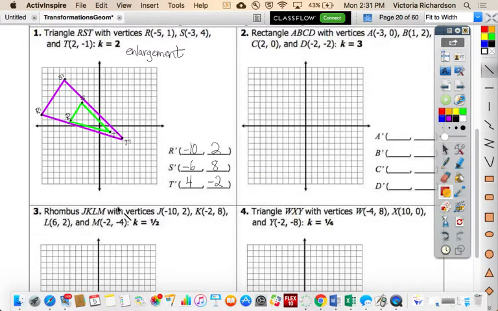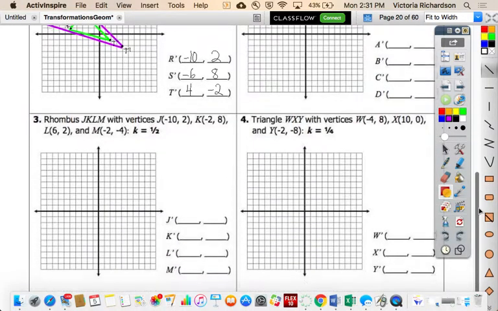And as you can probably see, it is larger than the original because we enlarged it 2 times, or we doubled the size of it. So on number 2, you're going to triple the size of the rectangle because your scale factor is k equals 3.